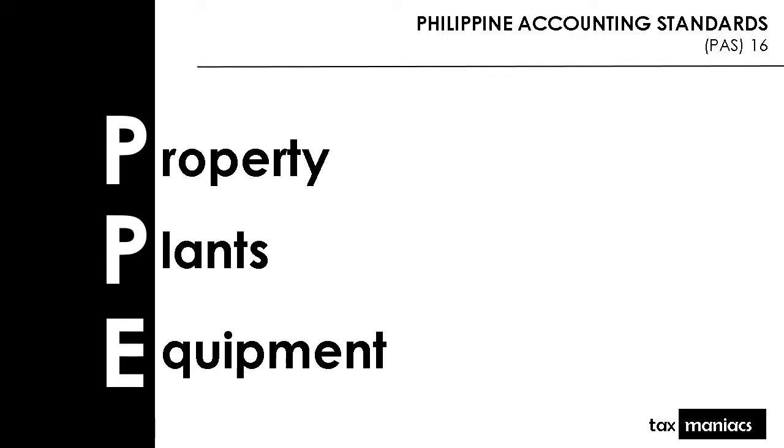We are the group named Taxmaniacs from BSA 1B, and kami po ay naatasan to discuss the Philippine Accounting Standard 16 or PAS 16, which centers the standards na ina-apply natin for the treatment of property, plant, and equipment or the so-called PPE. Bawat isa po sa amin in the group is assigned to discuss essential topics with regards to PPE. And without further ado, let's get started.